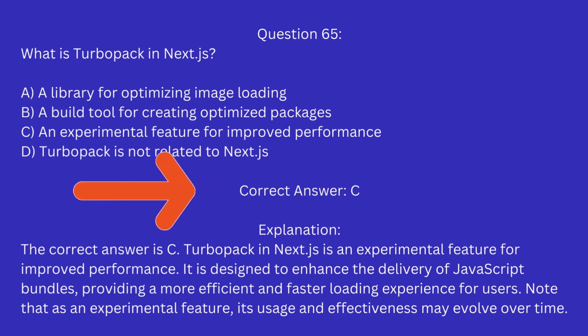Correct answer, C. Explanation. The correct answer is C. TurboPack in Next.js is an experimental feature for improved performance. It is designed to enhance the delivery of JavaScript bundles, providing a more efficient and faster loading experience for users. Note that as an experimental feature, its usage and effectiveness may evolve over time.